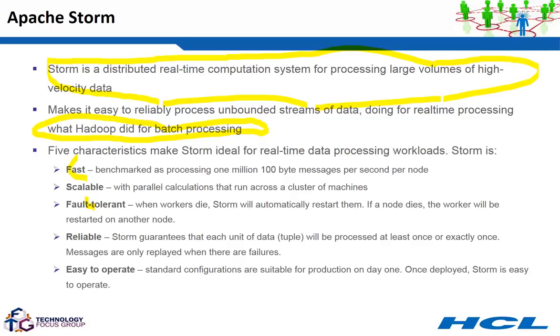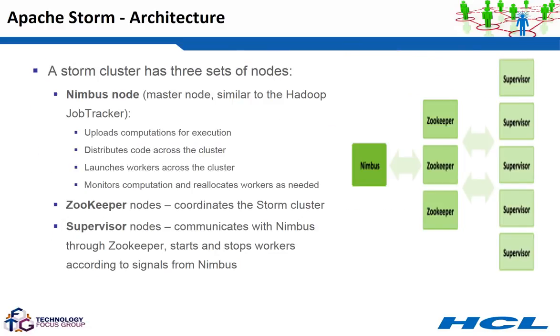Easy to operate: very easy to configure and handle operations of a Storm cluster. It's not a big operational entity. It's not a big problem to handle it operationally. So, the high level architecture of Storm: we have a master node, called the Nimbus node, which is doing major things like uploading computations for execution, launching workers across the cluster, and distributing code across the cluster. So it will start different workers, see if they have completed, etc. And if some reallocation needs to happen, it will handle that also. It uses Zookeeper.